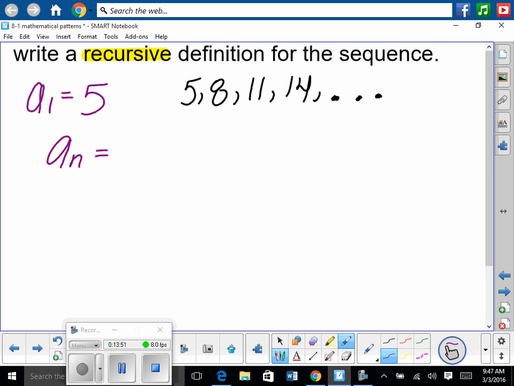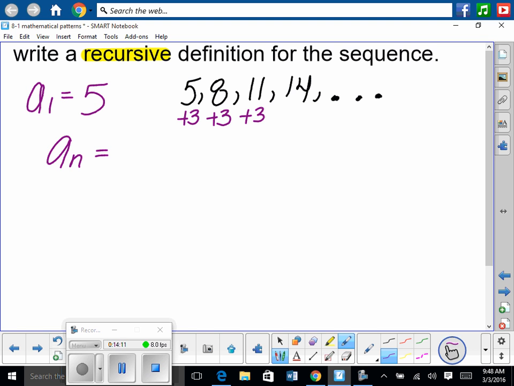Now it's okay in a recursive definition. How did we get from 5 to 8? We added 3. How did we get from 8 to 11? Add 3. How did we get from 11 to 14? Add 3. So don't you think we're going to be adding 3 each time? Now we're going to write a formula not in terms of n, but in terms of the previous term.